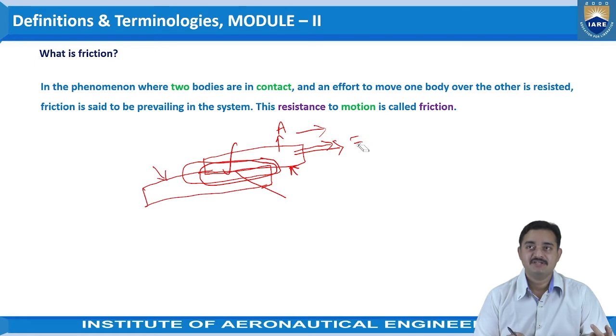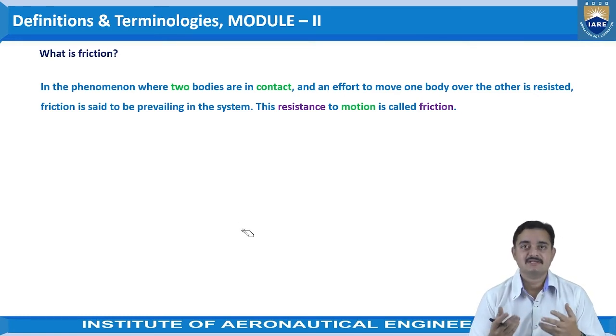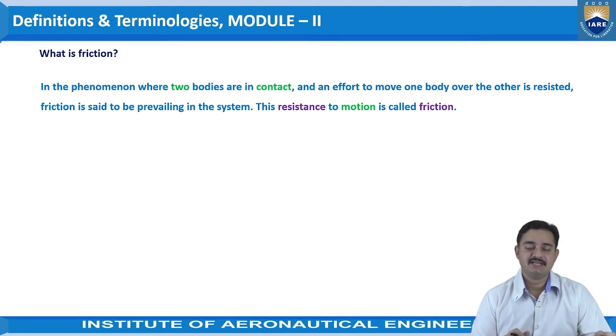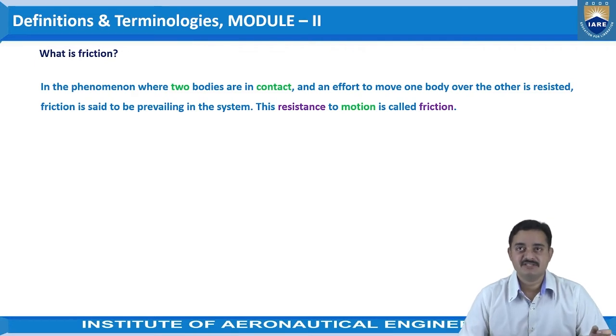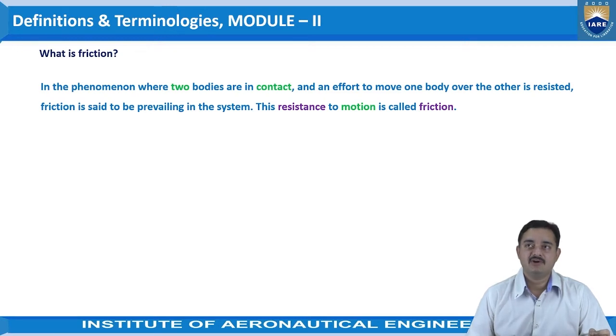And that friction will depend on the area, the body condition, and the contacting surfaces condition. Depending on all these criteria, the frictional force value will be dependent. The magnitude of frictional force will increase as the force applied on the body increases. Once it reaches the limiting friction, the body will tend to move and will slide over the other body. So the definition says, in the phenomenon where two bodies are in contact and an effort to move one body over the other is resisted, friction is said to be prevailing in the system. This resistance is called friction.